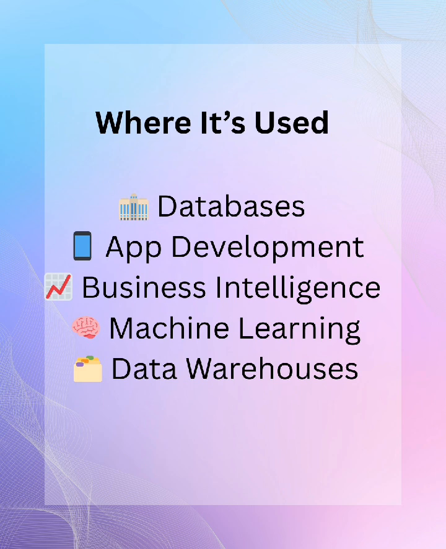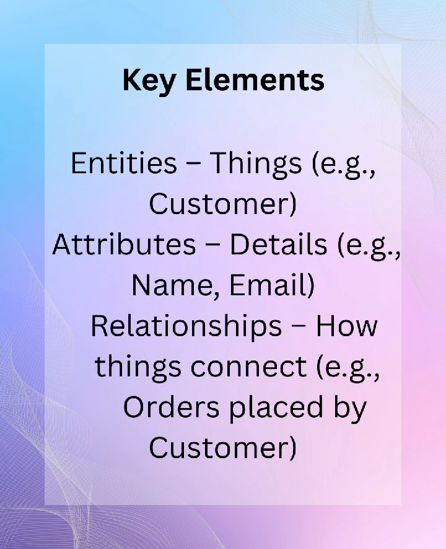And lastly, data modeling is used in data warehouses. These are large systems that store huge amounts of data for reporting and analysis. A strong model makes it possible to handle all that data in a structured and meaningful way. So, whether you are building apps, analyzing business trends, or training AI models, data modeling plays a key role behind the scenes. Let's talk about how to use data modeling effectively.